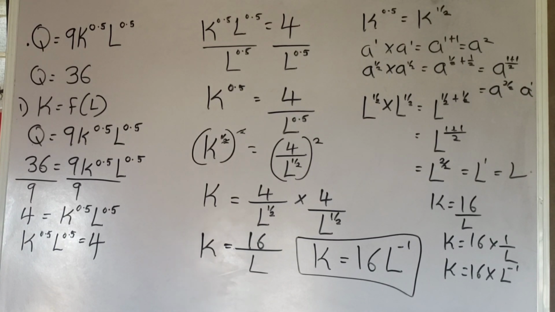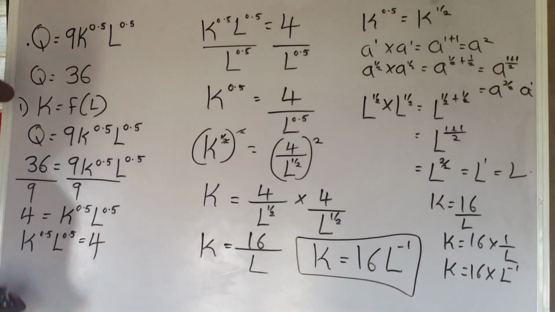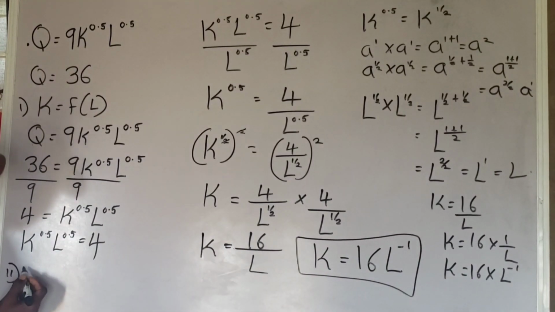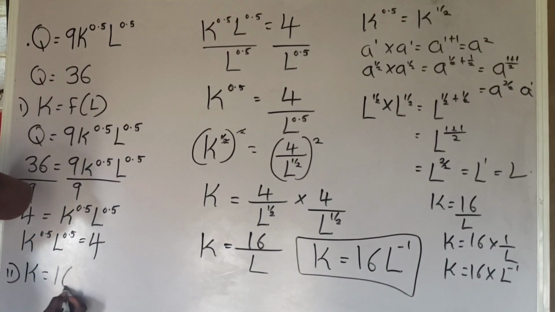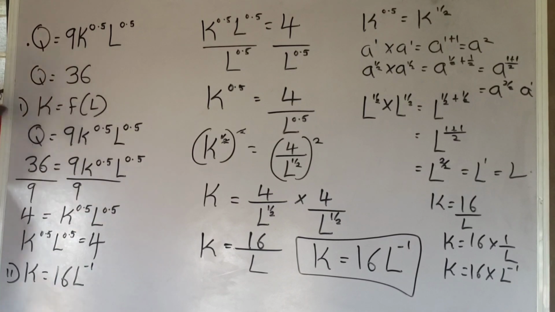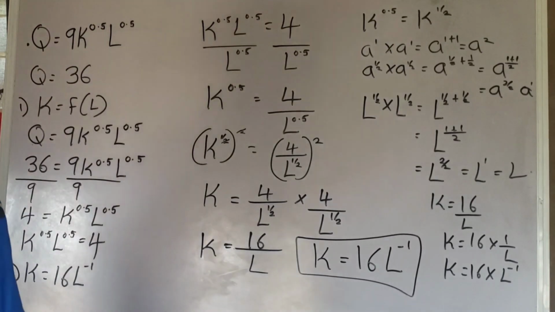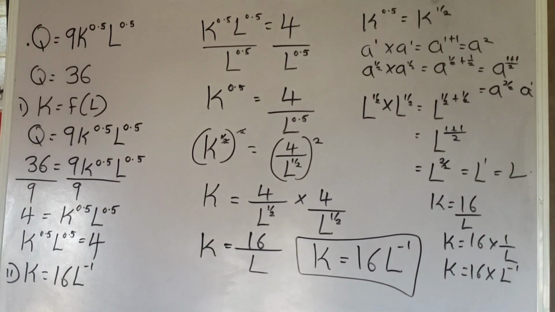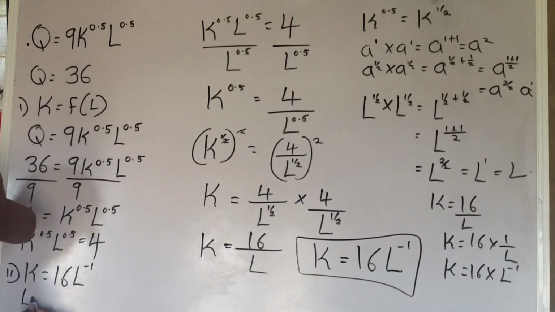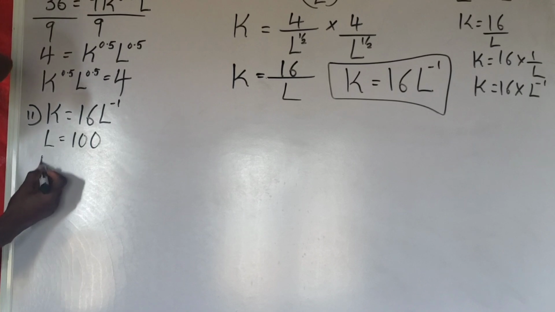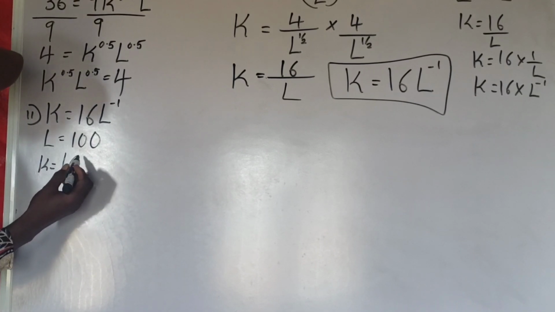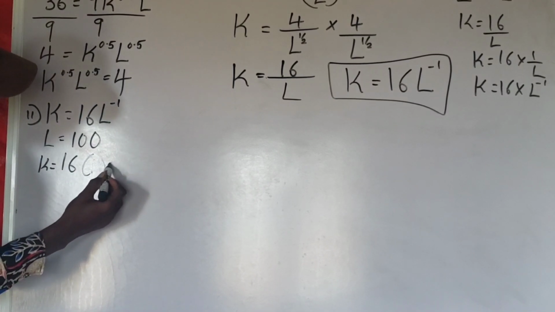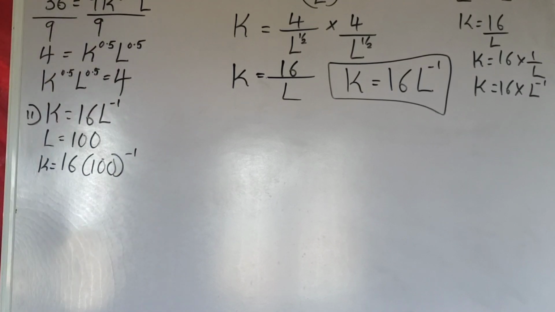You understand? So, for question number 2, K is equals to 16L raised to the power of negative 1. Since they gave us in the question that L is equals to 100, when L is equals to 100, K will be equals to 16 multiplied by 100 raised to the power of negative 1. Do you understand? Because they asked me to find the value of K when L is equals to 100. That's the summary of the question.